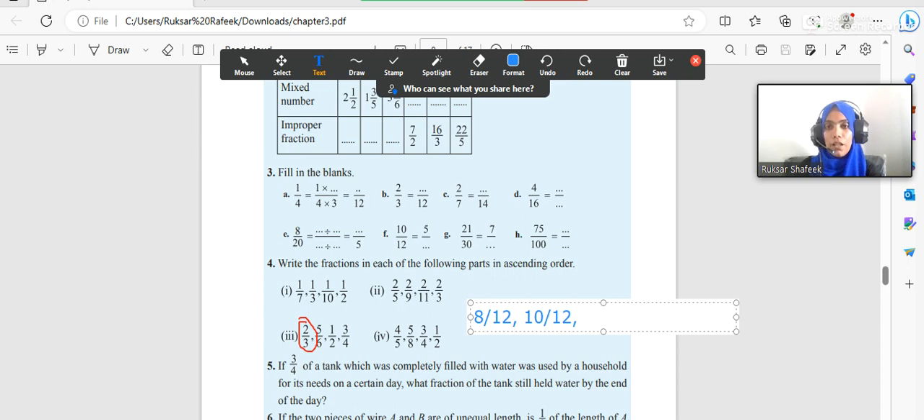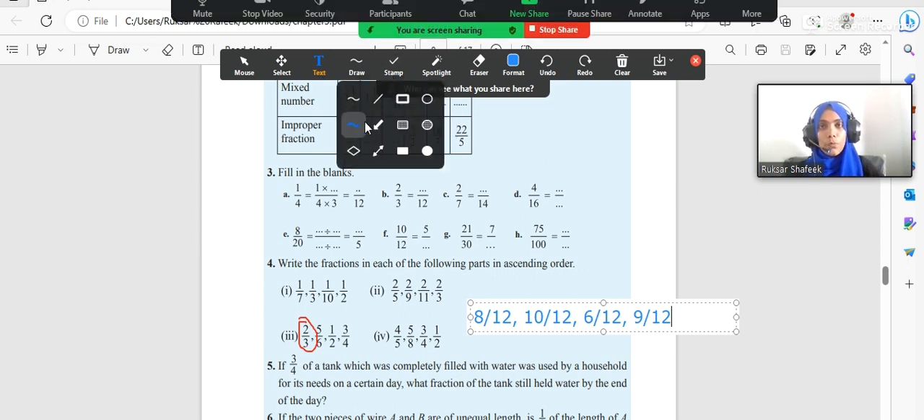And next is a half. 2 times 6 is 12. So 1 times 6 would give me 6 over 12. And last, not the least, 3/4. 4 times 3 is 12. So 3 times 3 is 9. So 9 over 12. Now I've got 8 over 12, 10 over 12, 6 over 12, and 9 over 12.